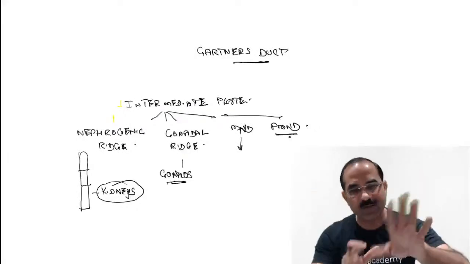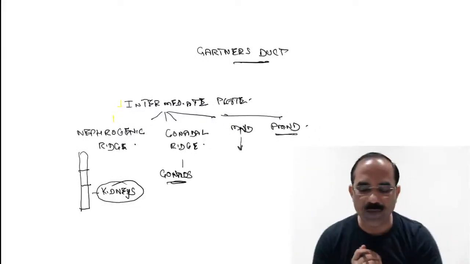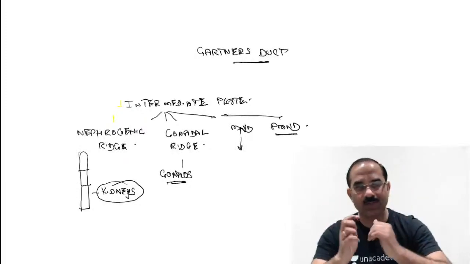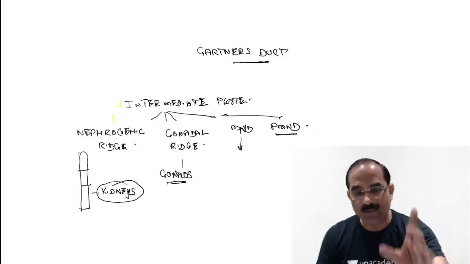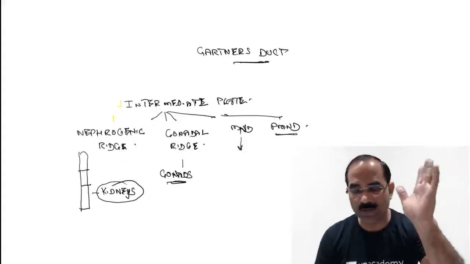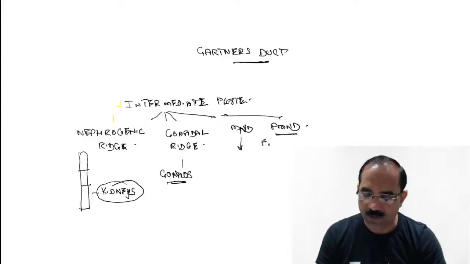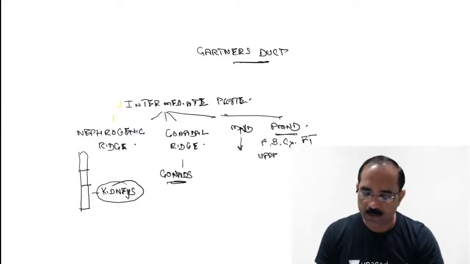What does the paramesonephric duct form? Students, paramesonephric duct forms the entire genital system of females. It forms the fundus, body, cervix of the uterus. It forms the fallopian tubes, and it forms the upper 1/3 of the vagina. No controversies on this. It's upper 1/3.